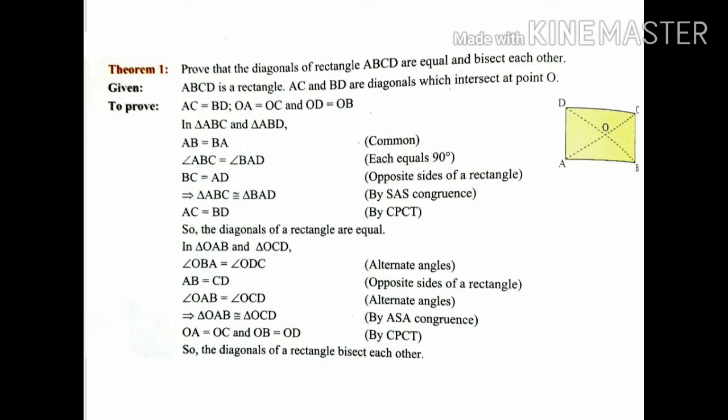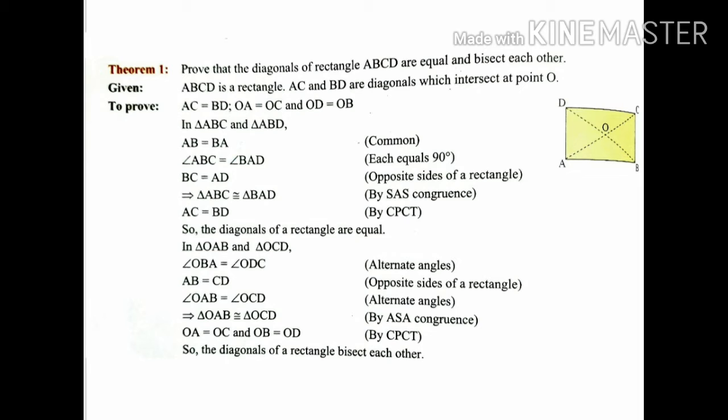And here first we will prove the congruency of the triangles, first triangle ABC and ABD. So if you look at this, AB is equal to BA, angle ABC is equal to angle BAD, BC is equal to AD, and triangle ABC is congruent to triangle BAD by the SAS property. So we can say that if two triangles are congruent, the measurements of all sides and angles are equal to each other. Similarly, this way you can prove that the diagonals of a rectangle are equal.